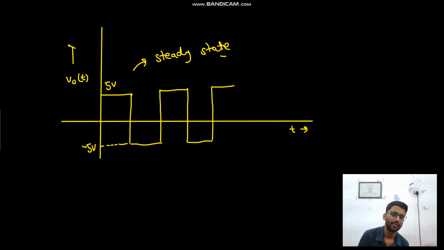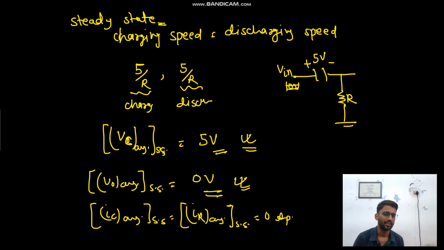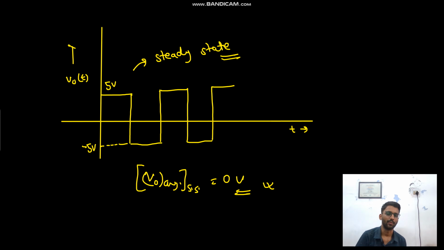So what is the average value of the output waveform at steady state? V naught average at steady state is equal to 0 volt. And we also derived it previously. Here also you can see the output voltage at steady state is 0 volt. So this analysis we have also done. I hope you have understood all the aspects regarding these two RC circuits.